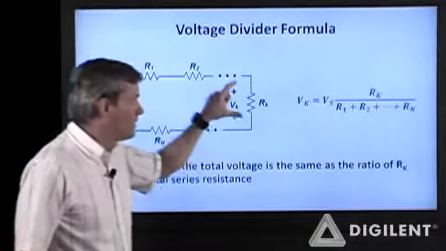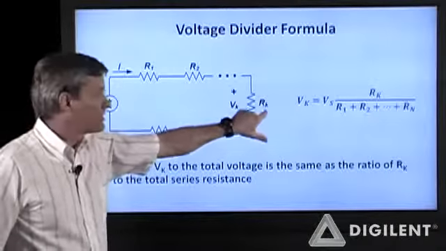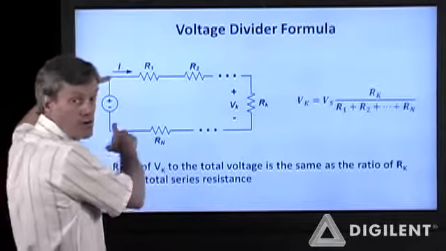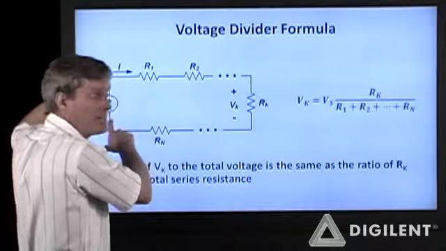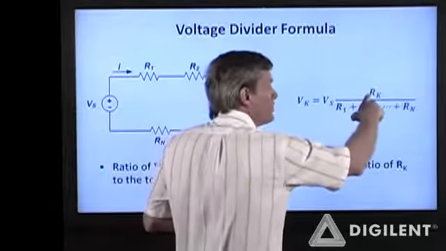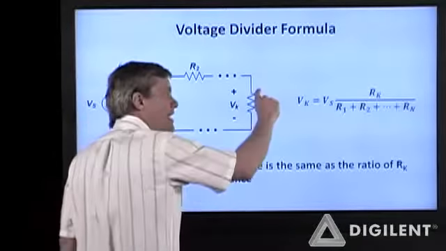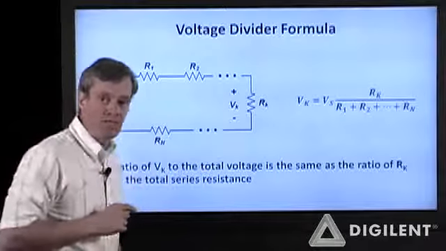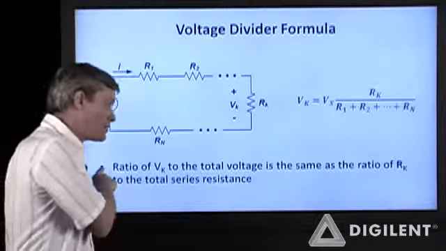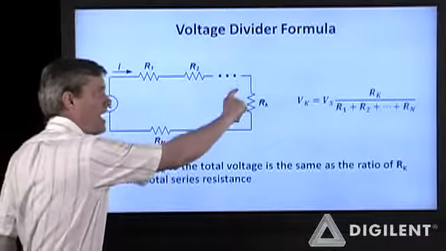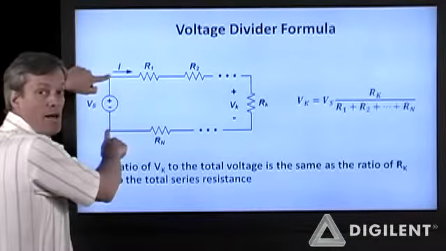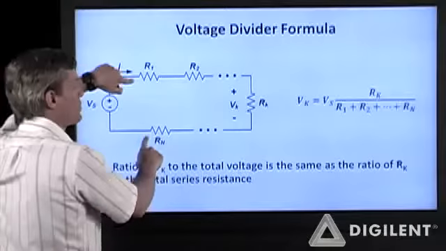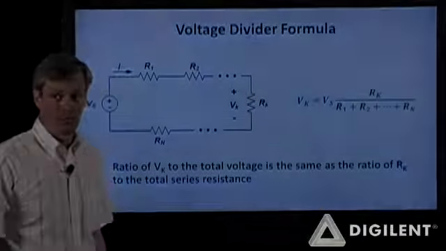The kth voltage drop across resistor R sub k is just the total voltage drop across all the resistors that are placed in series multiplied by the kth resistance and divided by the sum of the total resistances that are in series. So the ratio of V sub k to the total voltage drop is the same as the ratio of R sub k to the total resistance.